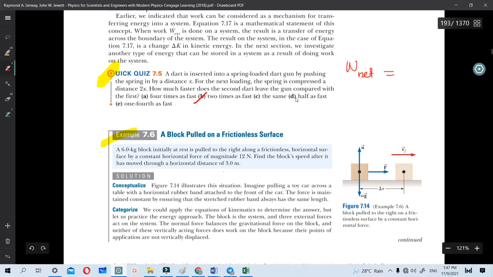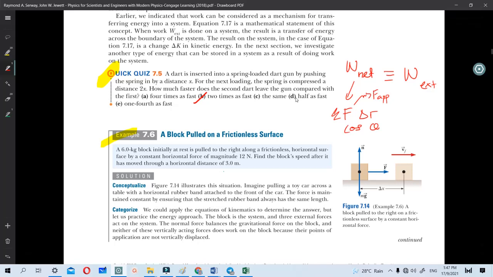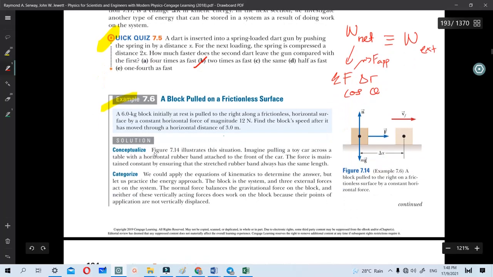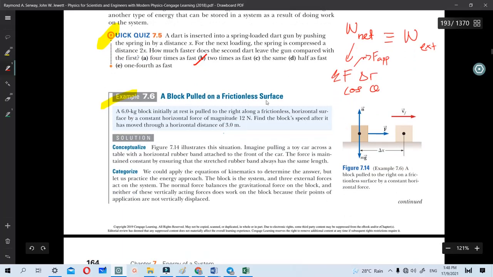So you will see that this is very similar to the work by the external force, because why? When you calculate work net, you are actually considering the net force times dr, together with cos theta. But the idea is that this force is actually the applied force. This is F applied as well. So if you refer to another textbook, it has the same connotation. Now, looking at example 7.6, this is a scenario whereby there is no friction.